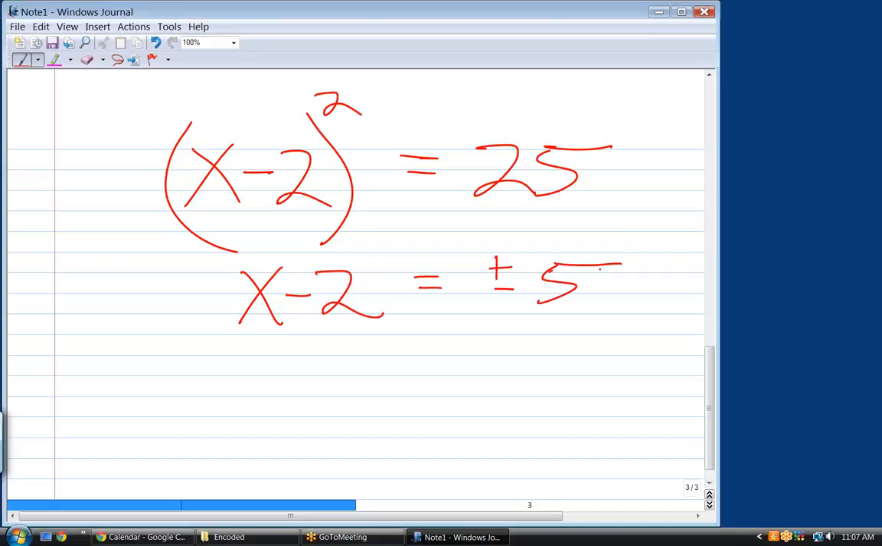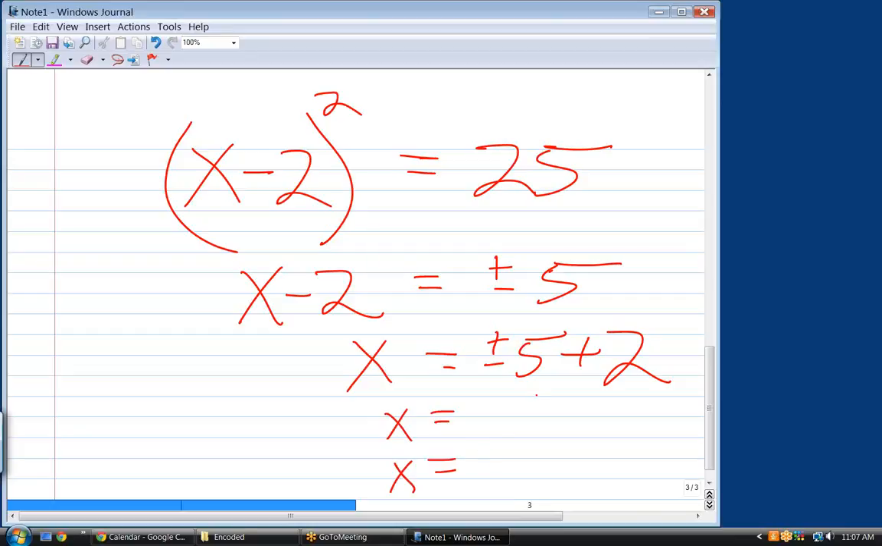And our goal is to solve the whole problem. So what's the next step? I'm trying to solve for x. So you would add 2 to both sides? Okay, so here's what that looks like. Plus or minus 5 plus 2. Now what are my two answers for x?